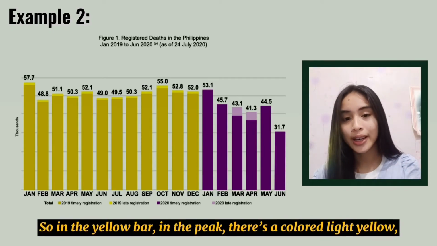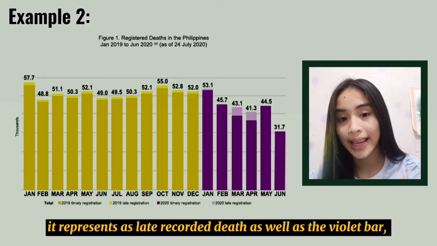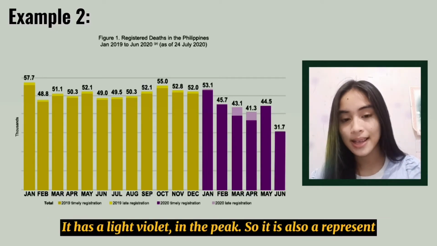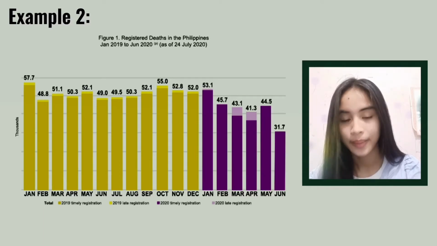In the yellow bar, the peak is colored light yellow. It represents the late recorded death, as well as the violet bar. It has a light violet in the peak. So it also represents the late recorded death in that month.